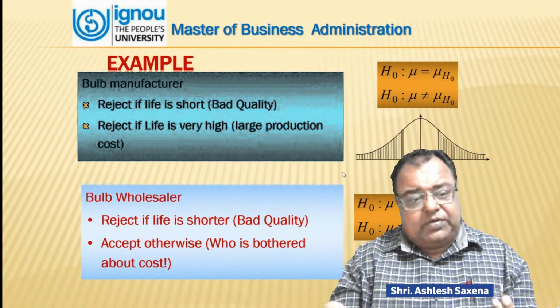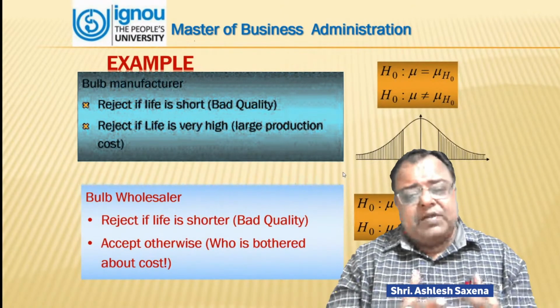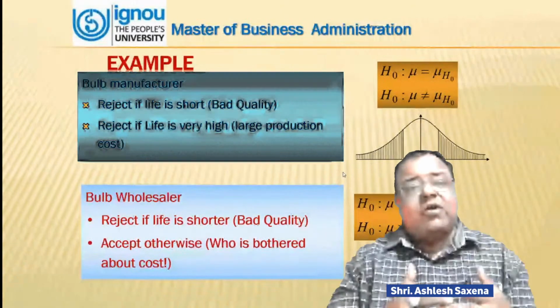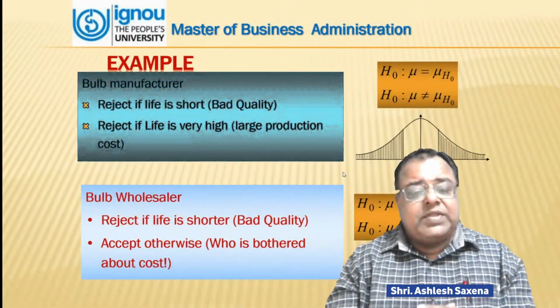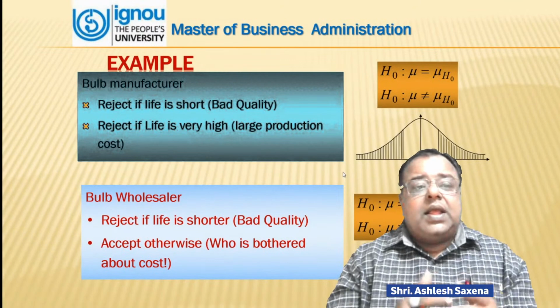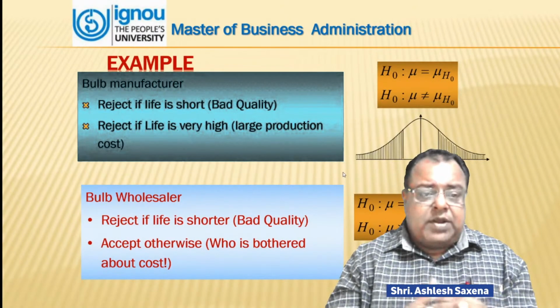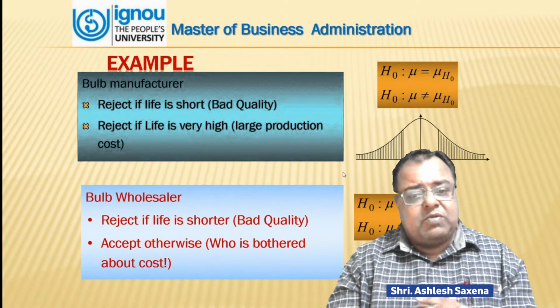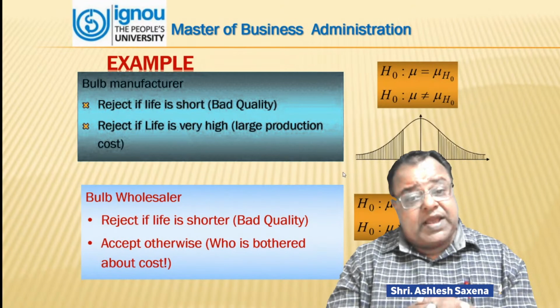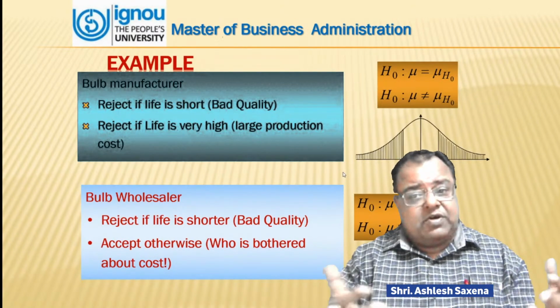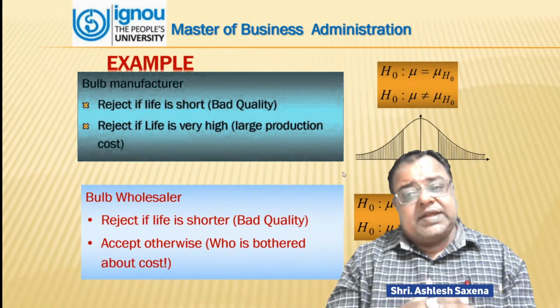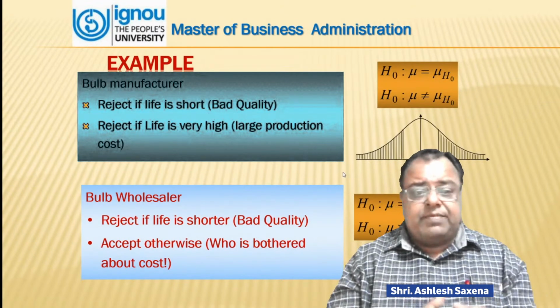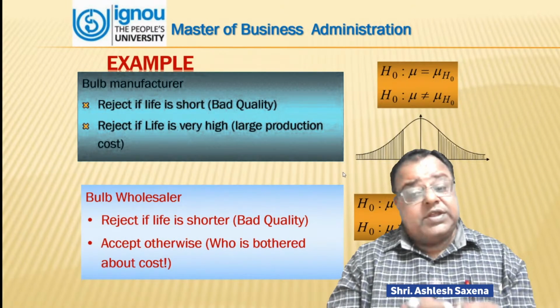There are examples which depict how we can start with the testing of hypothesis. Suppose we take up an example of a bulb manufacturer. Reject if the life is short, that means it is of bad quality. Reject if the life is very high, that means large production cost. In that case, H0 is mu equal to mu0. This is the null hypothesis, and the alternate hypothesis is H1: mu is not equal to mu0.